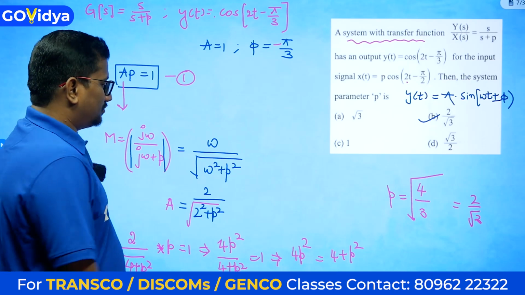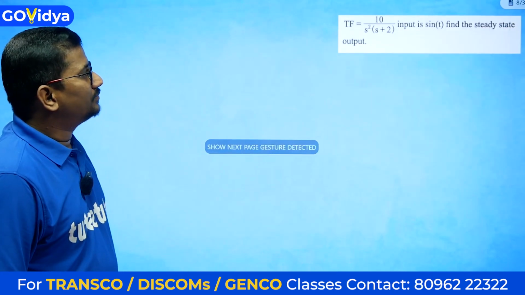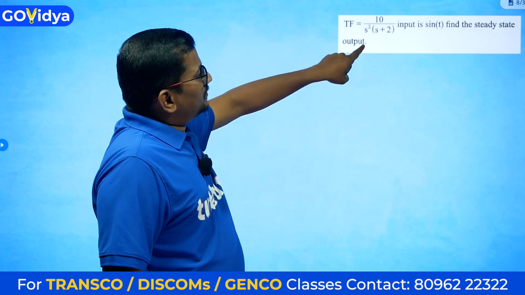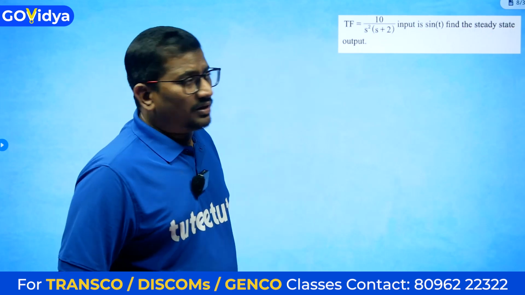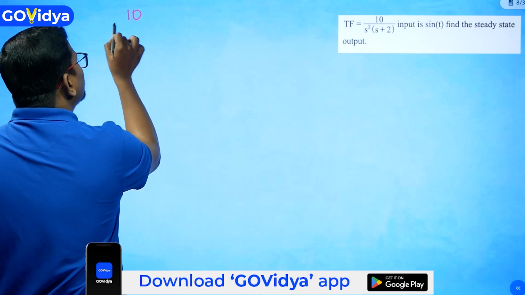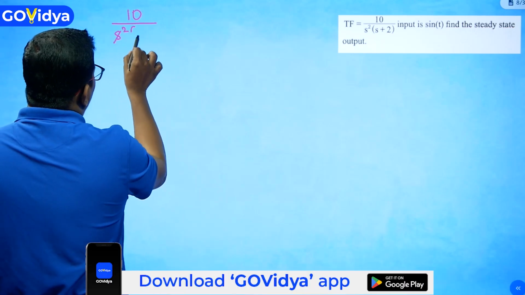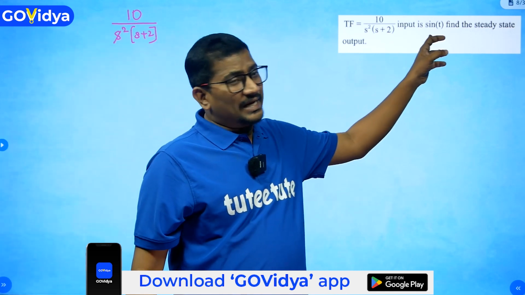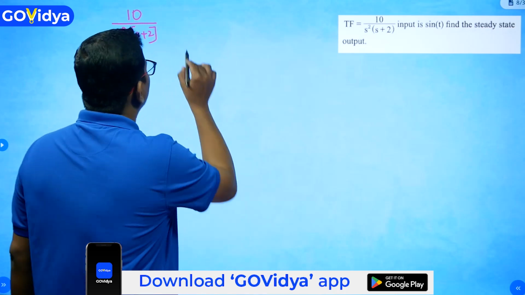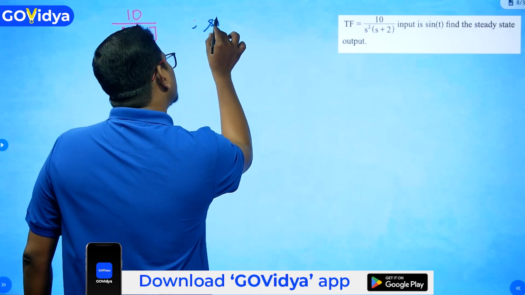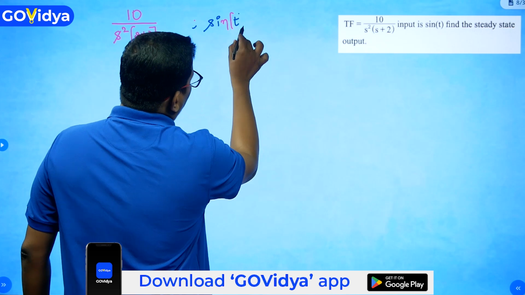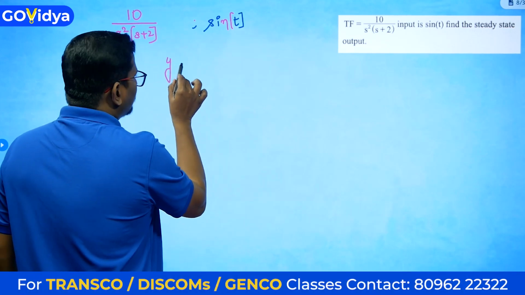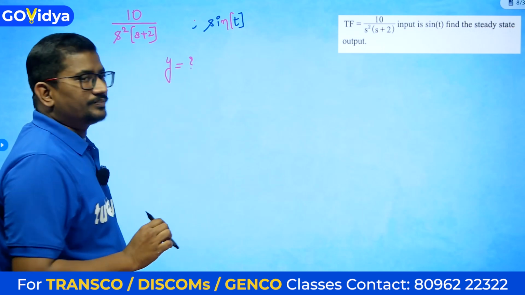Now let us see another question. So now you see here, find the transfer function. They have given 10 by s square into s plus 2. Input is sinusoidal, sin t. Find the steady state output. Y is equal to how much?